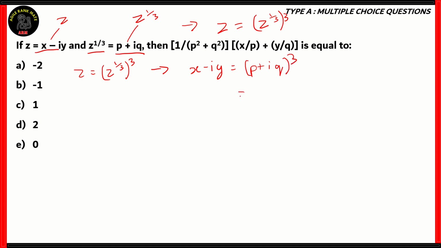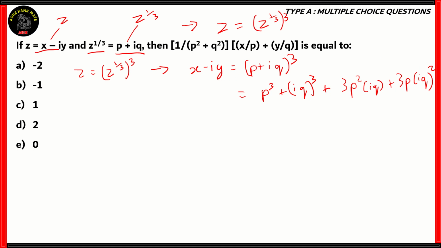Now, (a plus b) the whole cube is a cube plus b cube plus 3a squared b plus 3a times b squared. So we use the formula for (a plus b) the whole cube on p plus iq, and we get p cubed plus (iq) cubed plus 3p squared times iq plus 3p times (iq) squared.